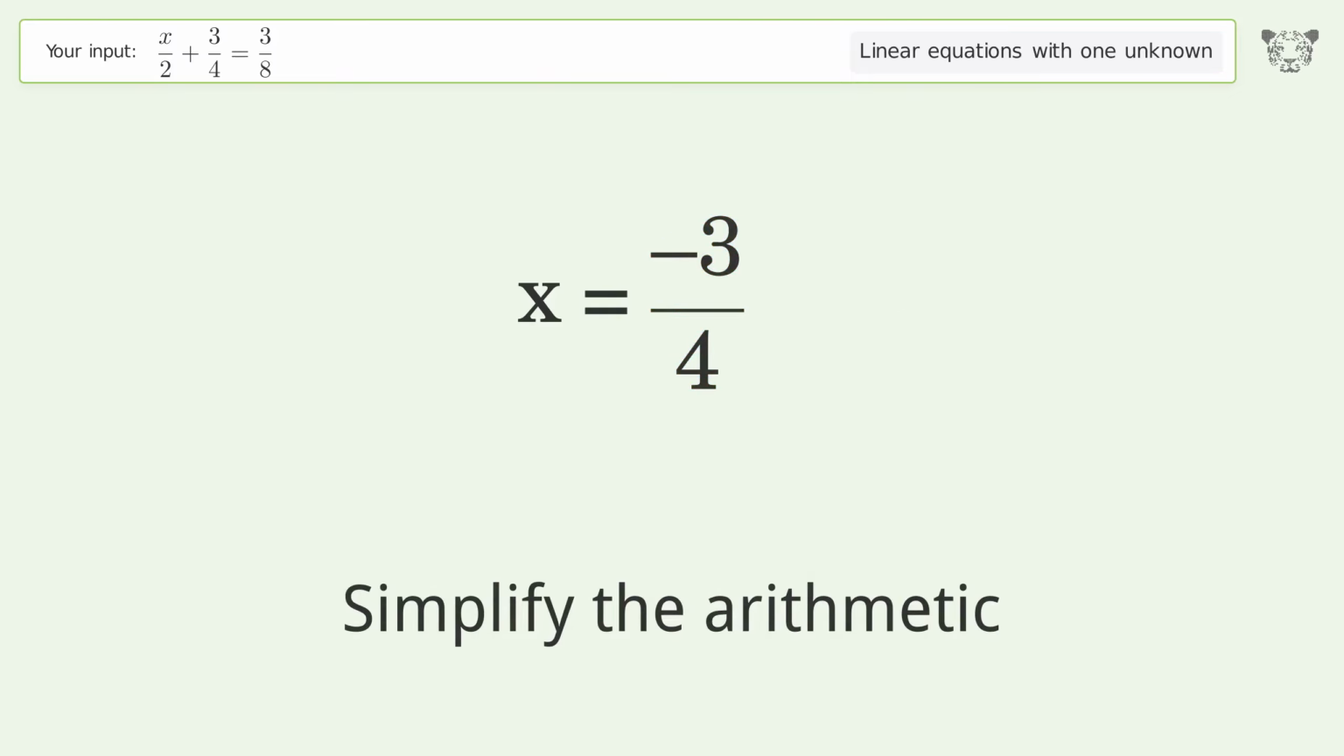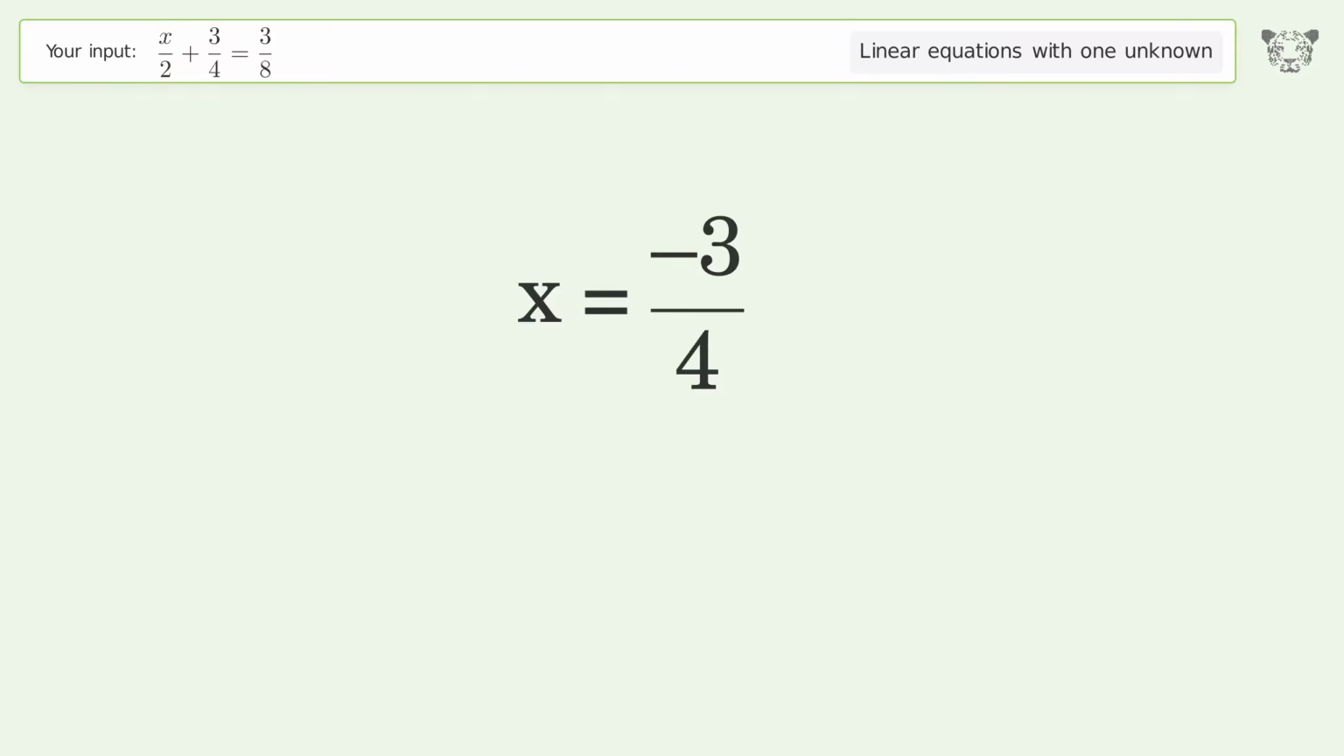And so the final result is x equals -3/4.